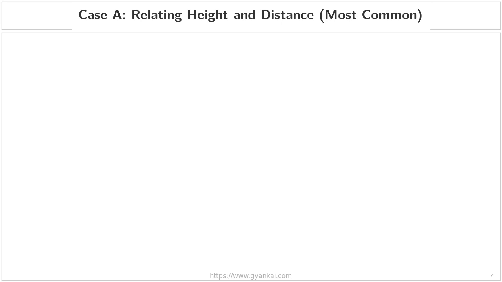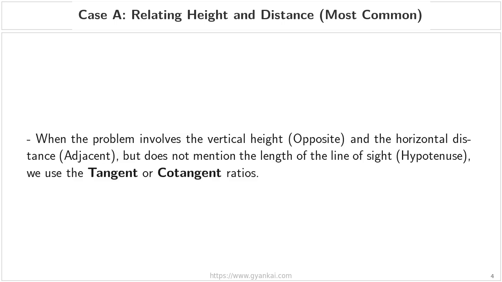Case A, relating height and distance, most common. Case A is what you will encounter most frequently in your exams. This happens when the problem gives you information about the vertical height, that's our opposite side, and the horizontal distance, our adjacent side, but it doesn't mention anything about the hypotenuse or the line of sight. In these specific scenarios, you should focus on the tangent or cotangent ratios.